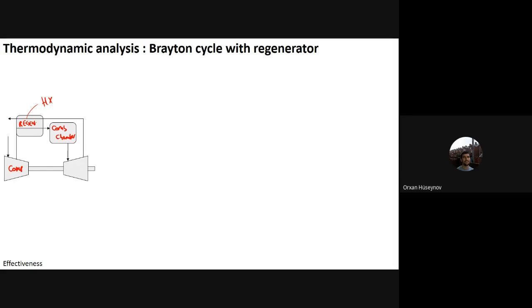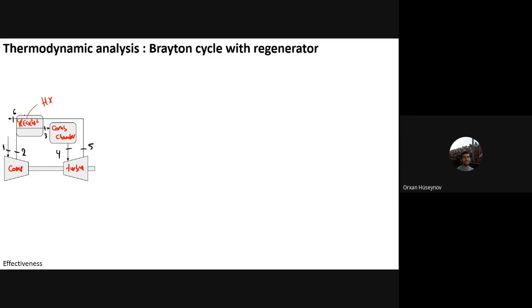And then from that combustion chamber, you have the turbine. Here you get the work, and the turbine outlet is diverted into the regenerator, where you have heat transfer from the turbine outlet into the fluid that leaves the compressor. I will put some numbers here: 1 is the compressor inlet, 2 is the outlet of the compressor, 3 is the outlet of the regenerator, 4 is the combustion chamber outlet, 5 is the turbine outlet, and 6 is the regenerator outlet from the turbine.